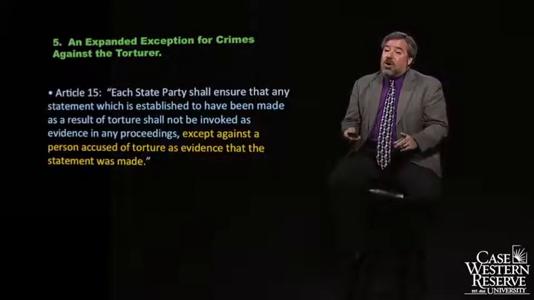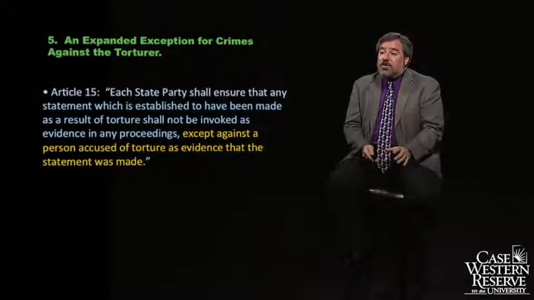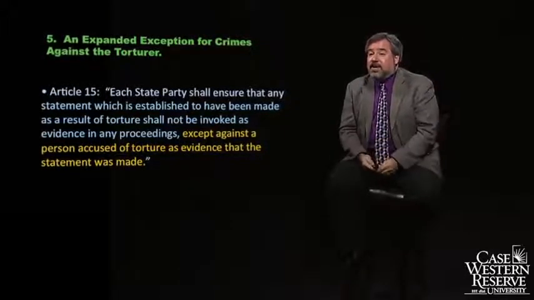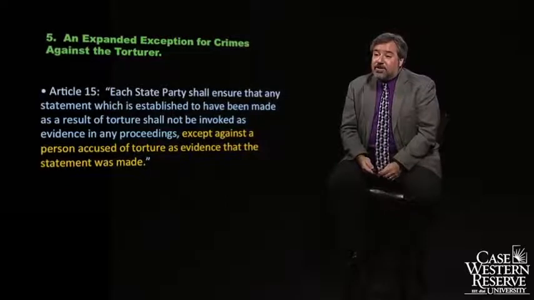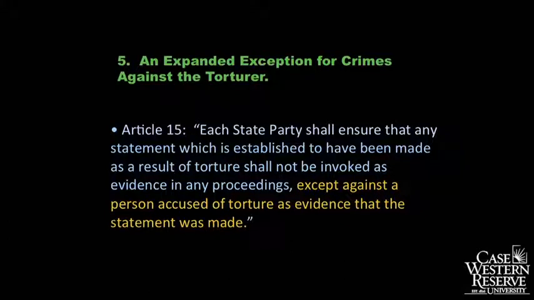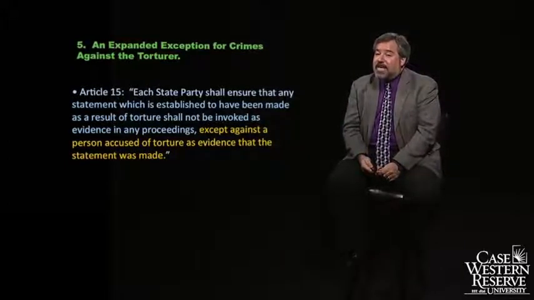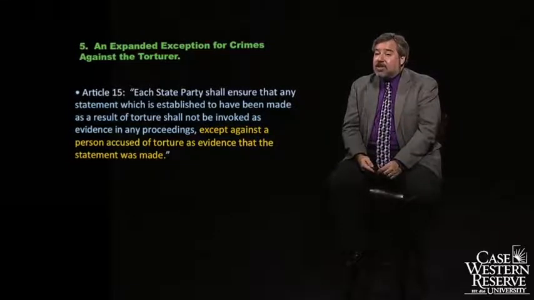Now, let's look at Article 15 very closely so we can see what the article covers and what may be excluded from it. Article 15 of the Convention, the Torture Evidence Exclusionary Rule, says that each party shall ensure that any statement which is established to have been made as a result of torture shall not be invoked as evidence in any proceedings, except, and this is the most important part, except against a person accused of torture as evidence that the statement was made. Okay, let's apply it now to our simulation.